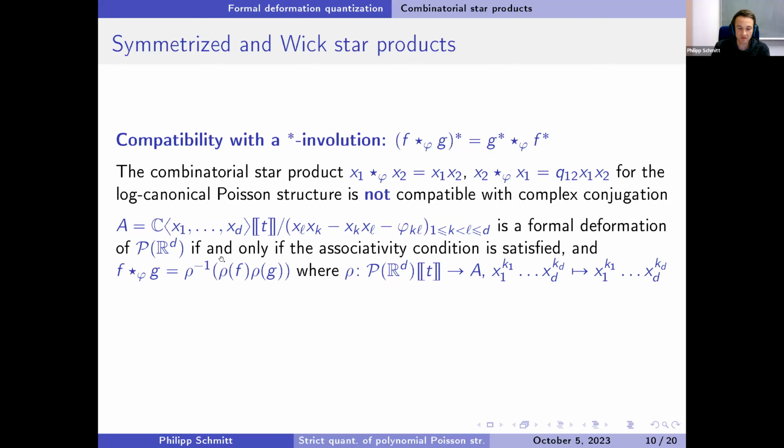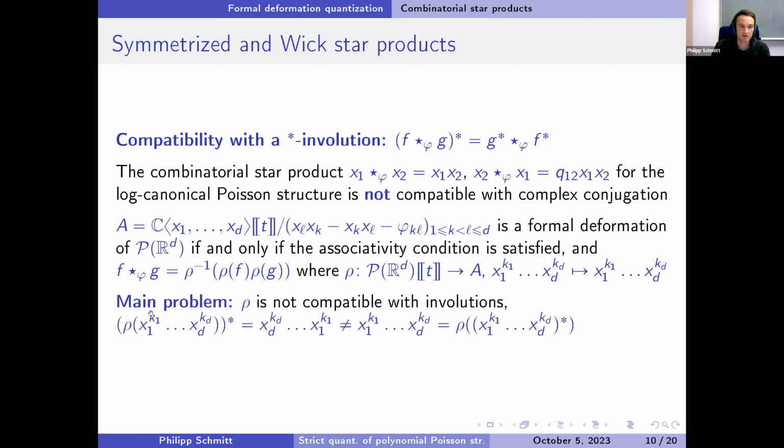The conceptual reason why the star product fails to be compatible with the star involution is that rho is not compatible with the involutions that you have. If you neglect the ideal for the moment, then the free algebra will have an involution. And if you view this as a map into the free algebra, then rho will not be a star homomorphism, so it won't commute with the involution.